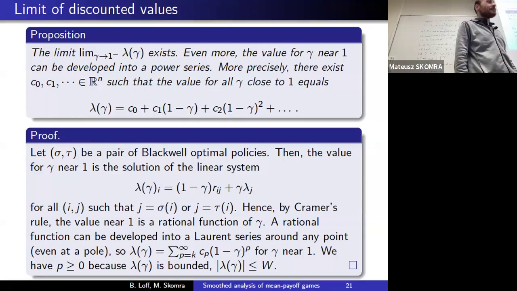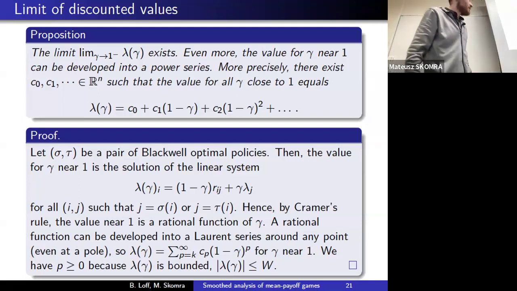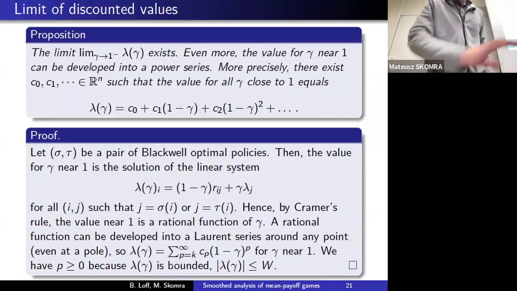Okay, so do we agree? Now we have this development into Laurent series, but in particular, it means that it has a limit. C0 is the limit. You have the Laurent development, but this is bounded, so I cannot have negative powers here, only non-negative powers, so in particular I have the limit, right? So we have proven that this function can be extended to one and is even analytic at one, with a development into a power series. So that's how games behave at one. At one, they behave nicely. So that's the first part of the proof.